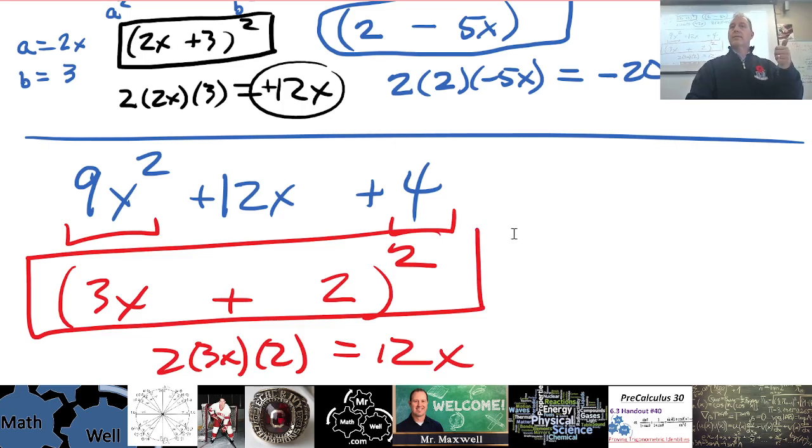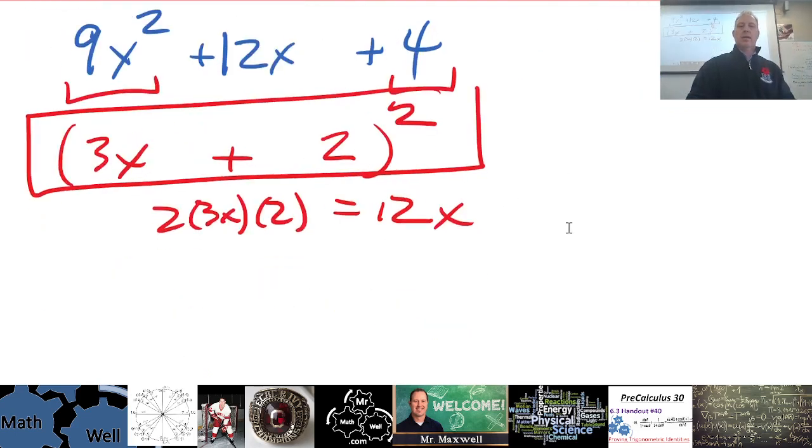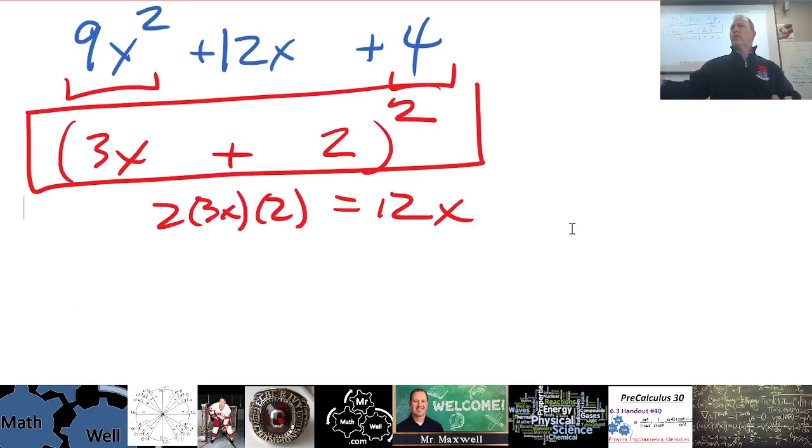Okay, you getting that? You understand what a perfect square trinomial is? Okay, it has two identical binomial factors. A perfect square trinomial has two identical binomial factors. So it's a binomial factor squared.